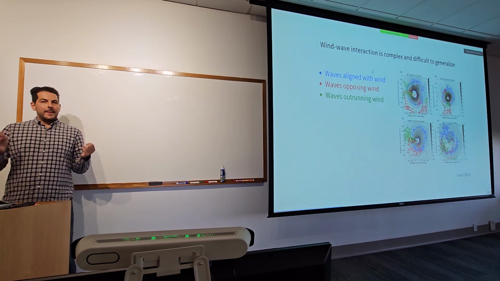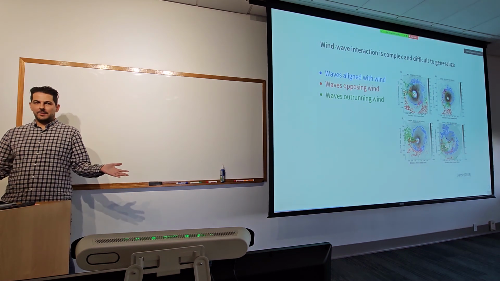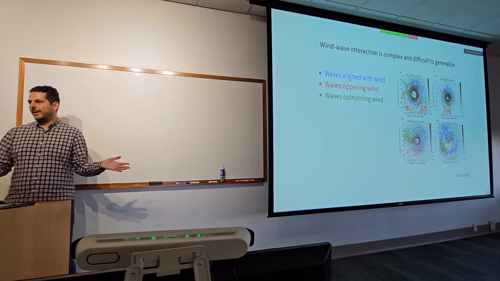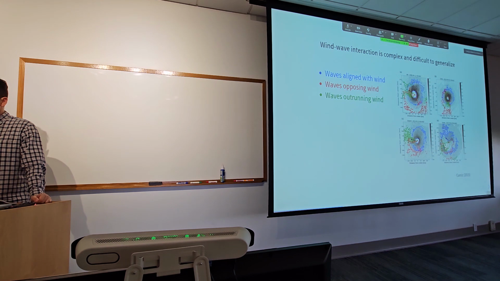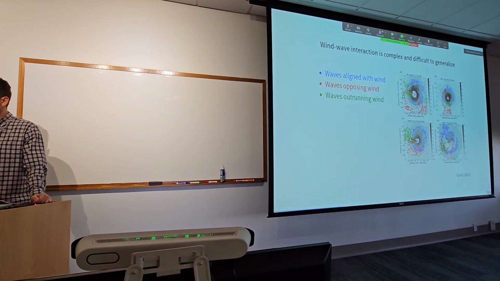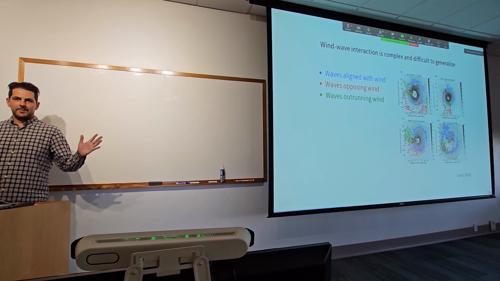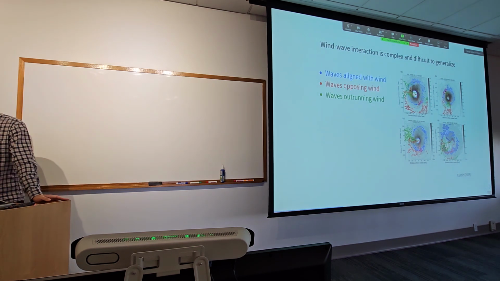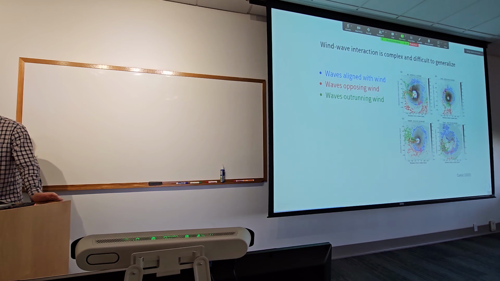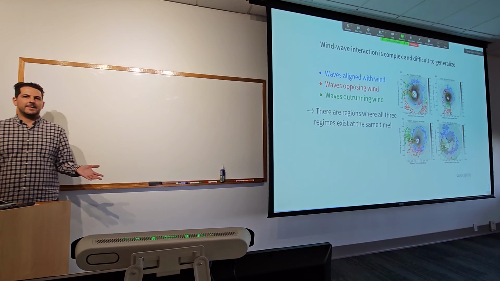And now the relationship of wind and stress, which is governed by waves, becomes very interesting, because they're not necessarily aligned once you have waves in the system. You can identify waves aligned with wind in blue, waves opposing wind in red, and waves outrunning wind in green. The main takeaway here is that between the 4 storms, they're all kind of similar, but they're all different. They all have different structure and size, and you have regions in each storm where all 3 regimes exist at the same time.